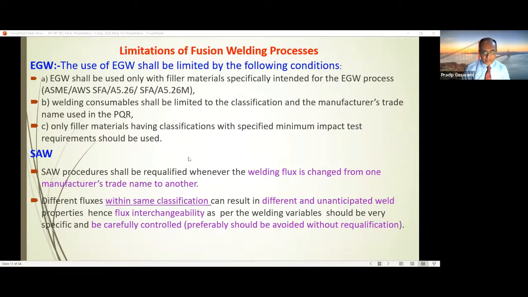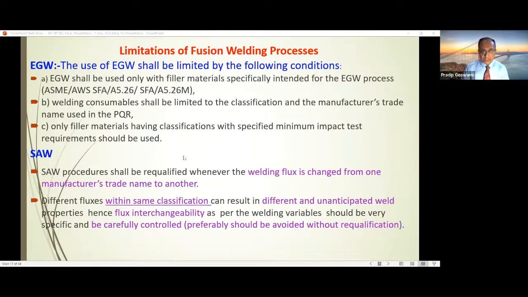So say the wear flux classification of one particular supplier comes with a specific requirement. Now, if supplier A gives you the wear flux classification and there is another supplier B which gives the same wear flux classification, assume that your weld procedure was qualified with the product supplied by supplier A. Can you use supplier B's product in production? The answer is no. Basically, that is an in-house quality control or quality assurance related issue.